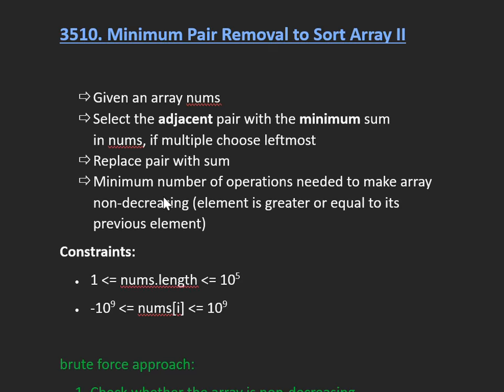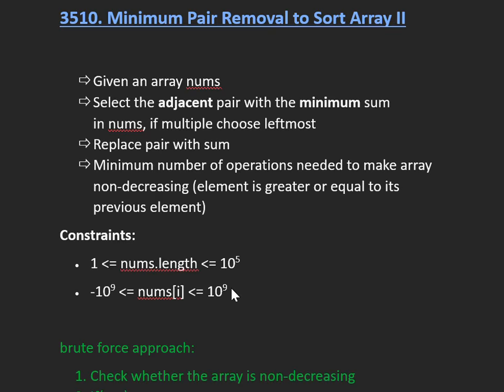So the constraints given here are: the array length can be up to 10^5 and the array element can be from minus 10^9 up to 10^9. So basically it is a hard question, so make sure to be patient and watch the video up to the last to get it clearly.